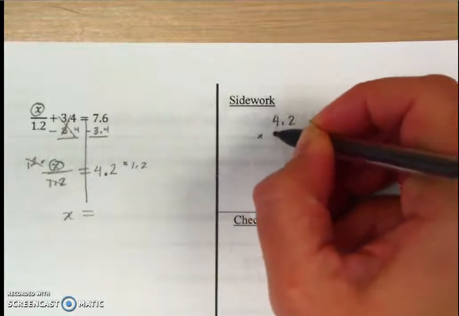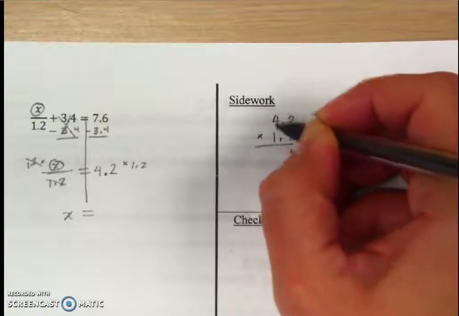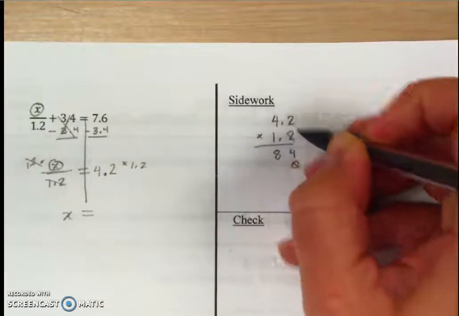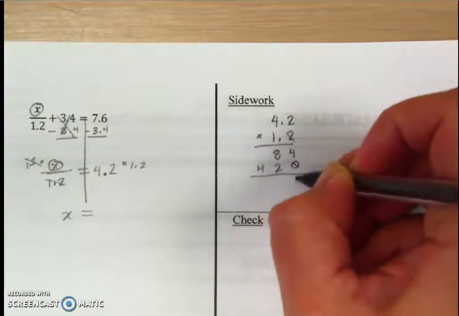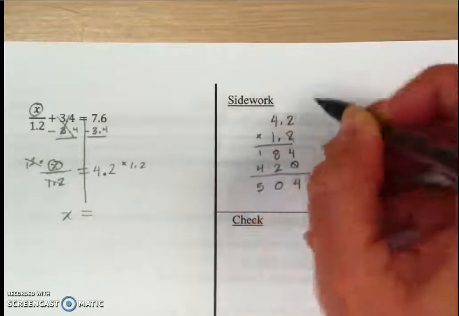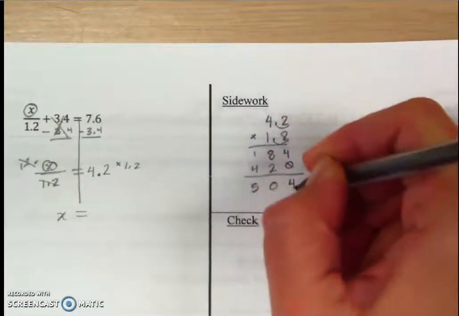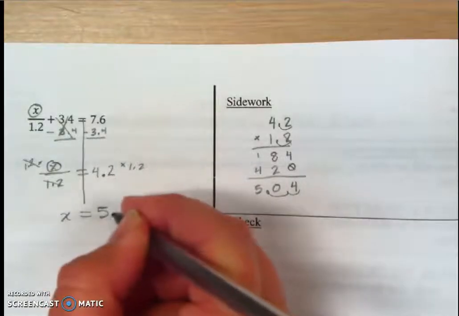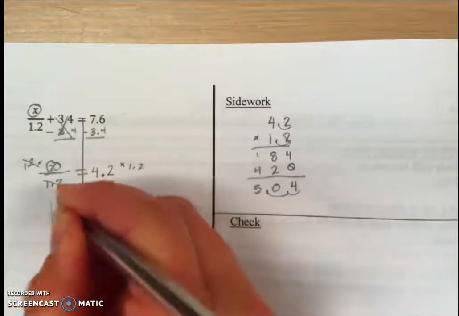4.2 times 1.2. 2 times 2 is 4. 2 times 4 is 8. Placeholder. Now 1 times 2 is 2. 1 times 4 is 4. Add those up. We have 4 and 10 carry the 1 and 5. And then I need to know where to place my decimals, so I count my swooshes. 1 place, and 1 place means 2 places. So that means X should equal 5.04. So I'm saying that's my answer.